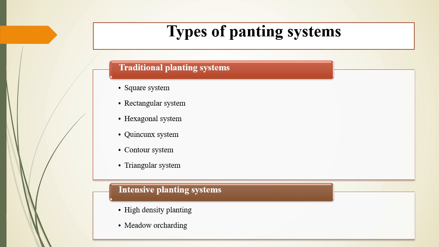Coming to types of planting system, there are traditional planting systems and intensive planting systems. Traditional planting systems include square system, rectangular system, hexagonal system, quinquax system, contour system, triangular system. Whereas the intensive planting system accommodates more number of plants than that of traditional planting system, and the different types of intensive planting systems include high density planting as well as meadow orcharding.